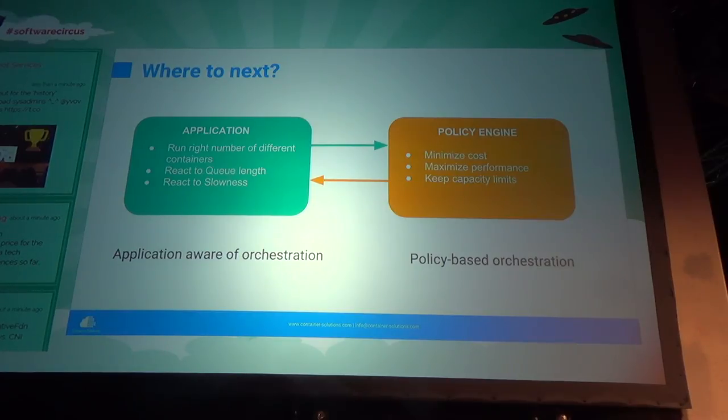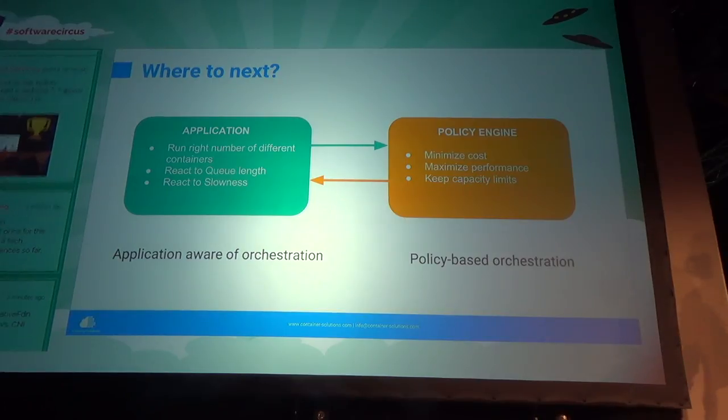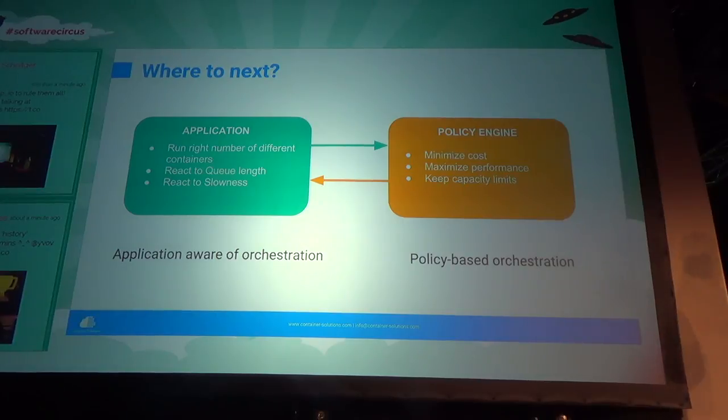Other examples would be that the application can react to certain events that are also application specific, like queue lengths increasing too much or reacting to bad performance, etc. The other idea is that we would like to have a kind of policy engine into which we can plug policies that are not application specific, but we would like to reuse them.